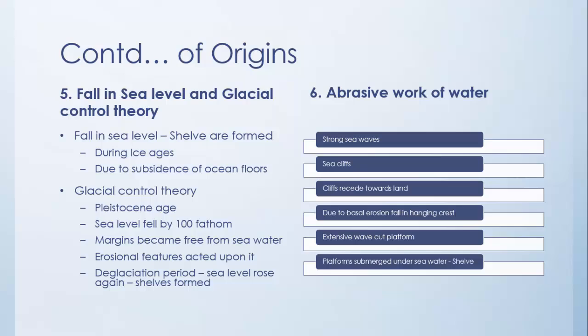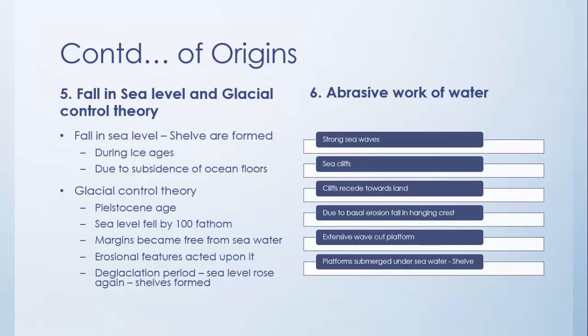Next one is the glacial control theory. During the Pleistocene age, sea level fell by 100 fathoms, so the margins became free from seawater. Erosional agents like rivers, wind, and air acted upon it. During the deglaciation period, because of the melting of the ice, the sea level rose again and the shelves were formed.